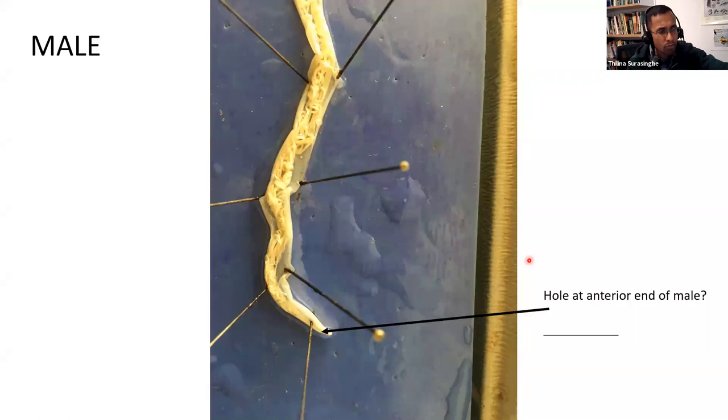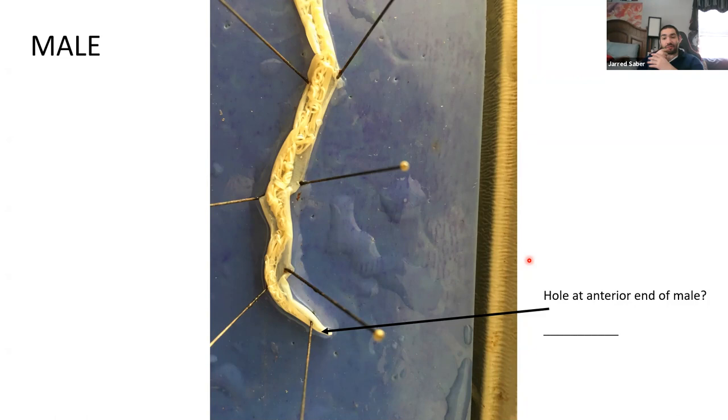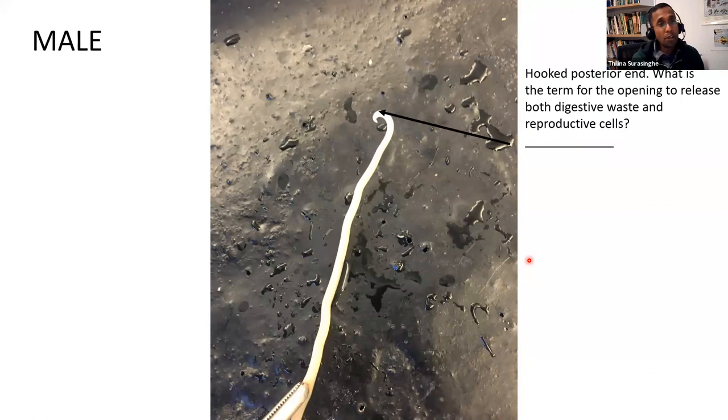The hole at the anterior end of the male, what do you think? The front end, what kind of a hole do you expect them to have? Now you can turn on your mics and answer me. Mouth. Correct, that would be mouth, right? And then, hooked posterior end. What is the term for the opening to release digestive waste and reproductive cells? What would that be? The common chamber. That's called cloaca, right?